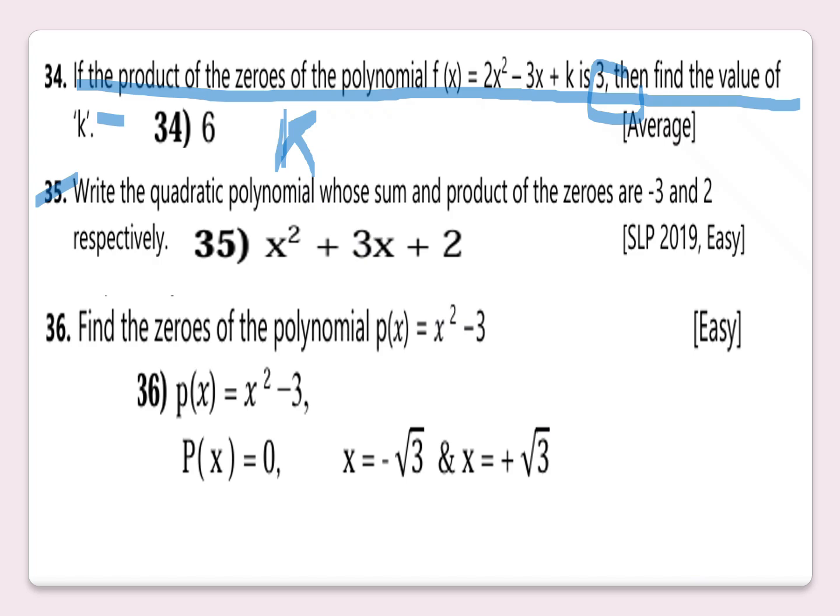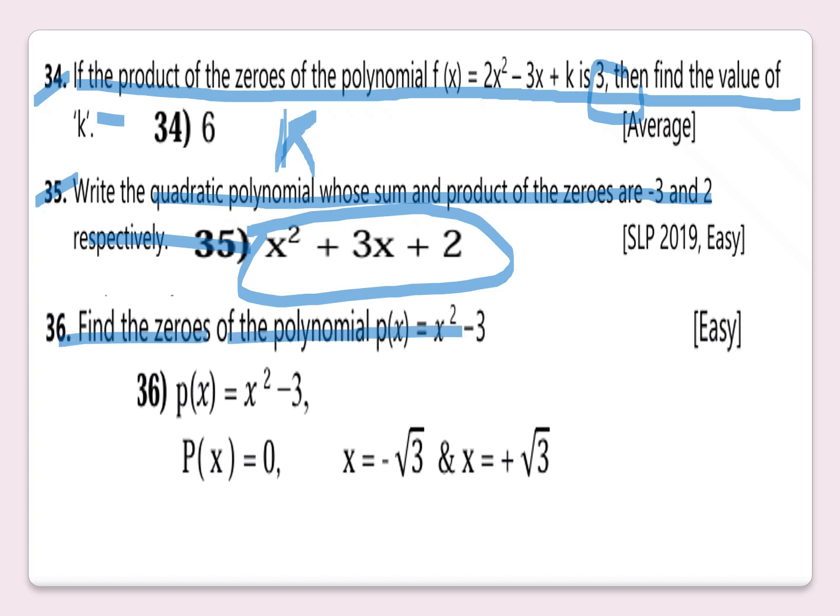Next question, question number 35. Write the quadratic polynomial whose sum and product of the zeros are minus 3 and 2 respectively. That is x square plus 3x plus 2. I have told you a simple trick. X square you have to write first. Minus 3 is given, you write plus 3x. 2 is given, you write plus 2 as it is.